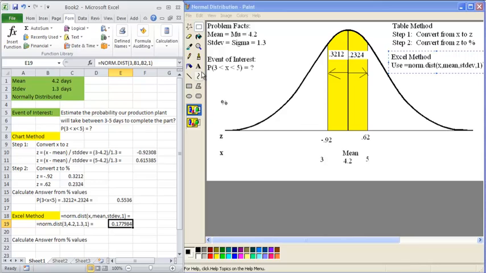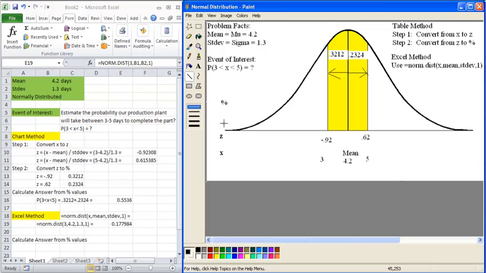Well, when we do this, Excel is different than the charts in the back because Excel is going to go from negative infinity up to negative 3. So it's going to give you this score. So when it calculated it, it says that this value in here is 0.17, let's round it, 80.